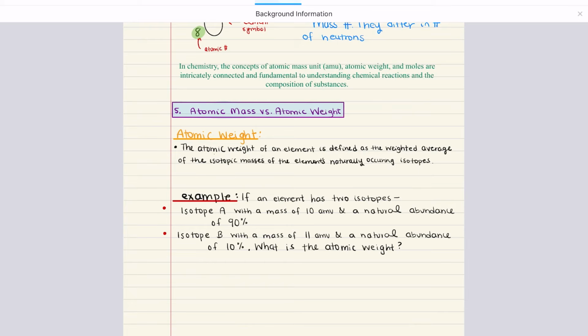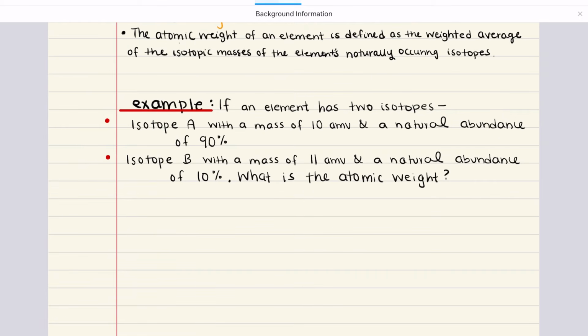So for example, if you have an element that has 2 different isotopes, we're going to call isotope A and isotope B. And you know that isotope A has a mass of 10 AMU and a natural abundance of 90%. And you know that isotope B has a mass of 11 AMU and a natural abundance of 10%. What is the atomic weight?